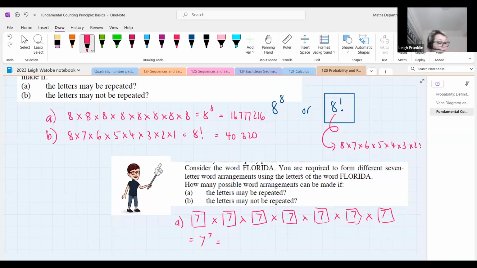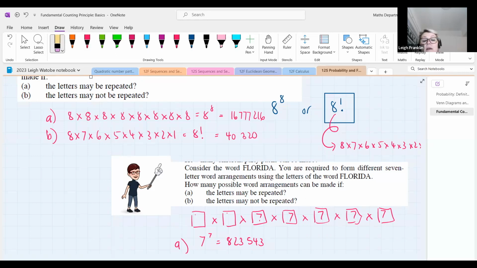You guys have sent this through: 823,543. Then if letters cannot be repeated, so that's question A over there. Let's do that rather.